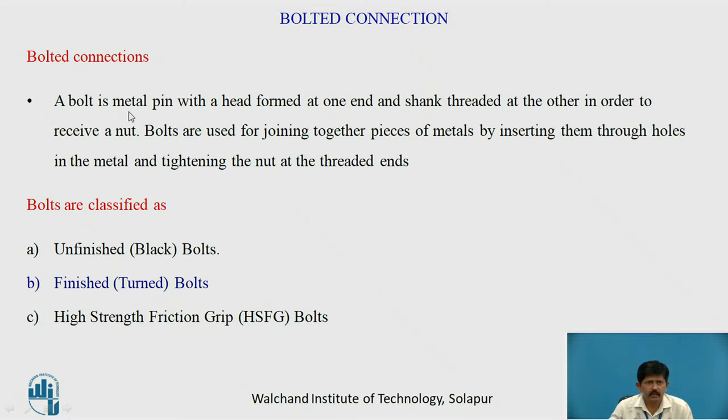Bolted connection. A bolt is a metal pin with a head formed at one end and the shank threaded at the other in order to receive a nut. Bolts are used for joining together pieces of metal by inserting them through holes made in the metal and tightening the nut at the threaded end. Bolts are classified as unfinished black bolts, finished turned bolts and high strength friction grip bolts.